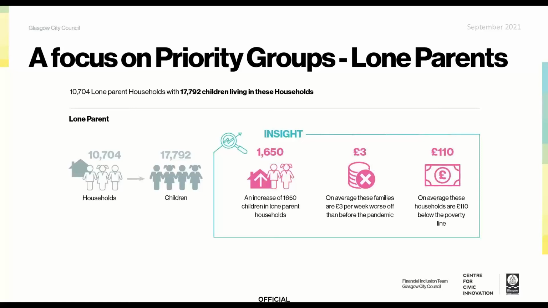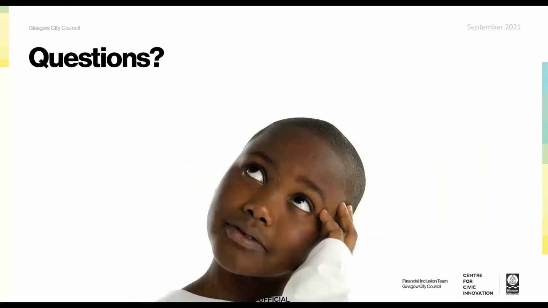And again, this data provided us with information to know the impact of the pandemic, but also the sheer scale and depth of child poverty in Glasgow. So just to wrap up, the next slide, although I think it says questions. There are so many potential ways that we could work together to support families by using data to either target interventions or to maximise uptake of benefits.